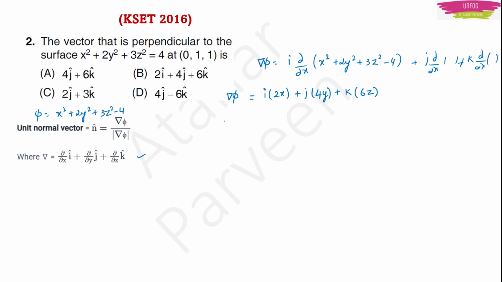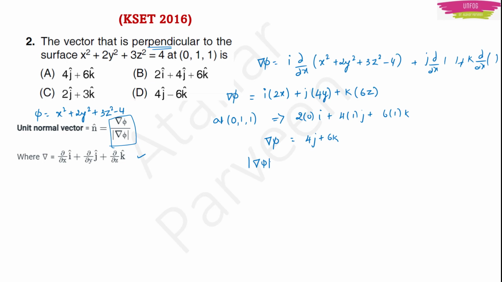Now del phi at (0, 1, 1), you have to substitute it here, so it will become 2 into 0 into i plus 4 into 1 into j plus 6 into 1 into k. This will be 4j plus 6k. Okay, this is my del phi. Now what is the magnitude of the del phi? To find the unit normal vector, I should have del phi upon magnitude of del phi. That unit normal vector is nothing but the vector perpendicular to that surface.